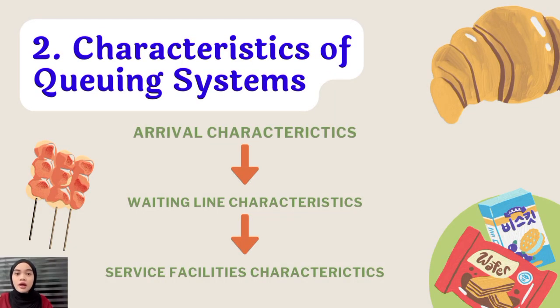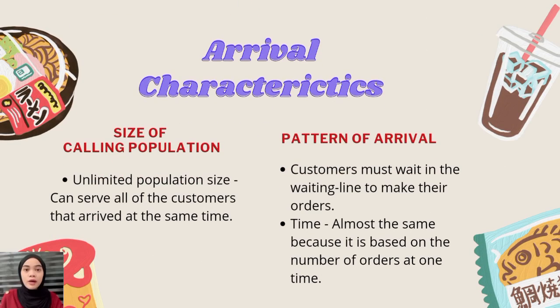Without wasting time, here I'm going to explain about the characteristics of queuing systems. First, we have arrival characteristics, second, waiting line characteristics, and third, service facilities characteristics. First, I'm going to explain about arrival characteristics for Family Mart convenience store. The size of the calling population is unlimited. Population size which can serve all of the customers that arrive at the same time. And the pattern of arrival is customers must wait in the waiting line to make their orders. Time is almost the same because it is based on the number of orders at one time.